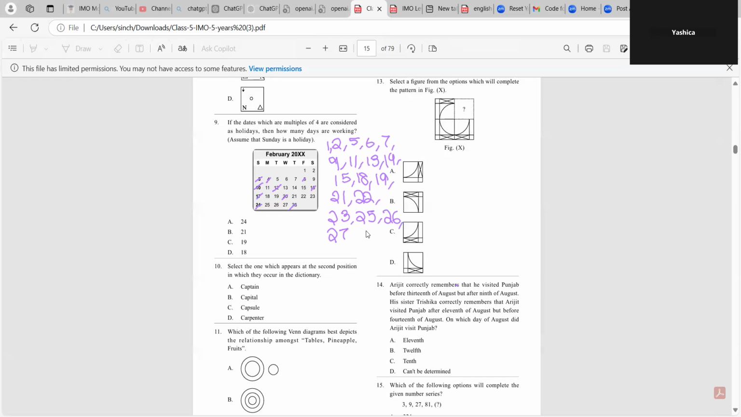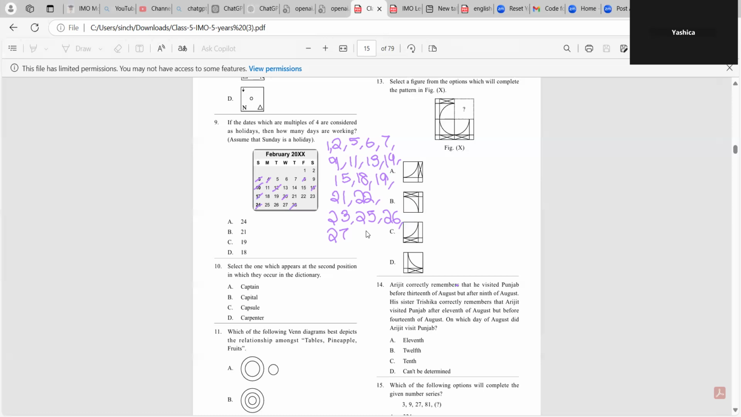The dates I have written here which are working are 1, 2, 5, 6, 7, 9, 11, 13, 14, 15, 18, 19, 21, 22, 23, 25, and 26.